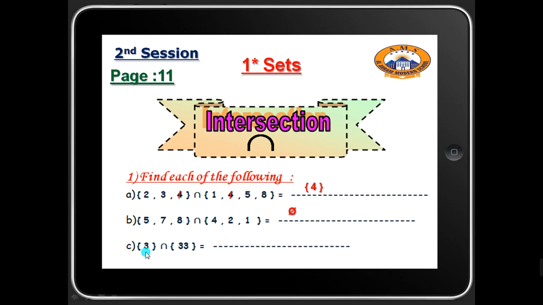Another one, here we have the set of 3. Please read the sets and search for the common element to get the answer of the intersection. The first one, I'm going to read it. It is the set of 3. Inside it is one element, which is number 3. This intersects with another set. It has only one element inside it, but it is 33. So here I have the set of 3 intersect the set of 33. There is no common element. The first one is 3, the second element is 33, so the answer is going to be also phi.